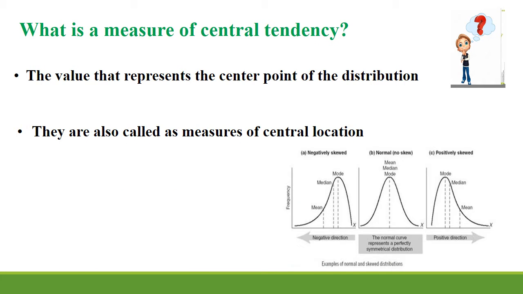Let's look at the definition of the measures of central tendency. A measure of central tendency is a summary statistic that represents the center point or typical value of a data set. They are also called the measures of central location.